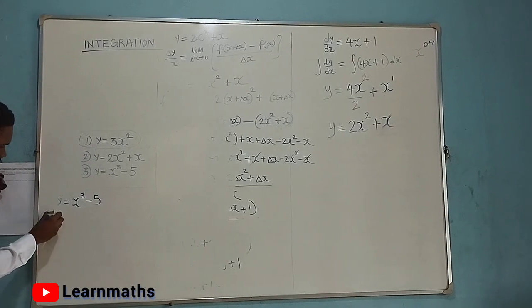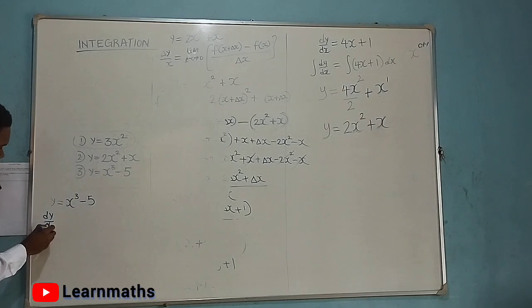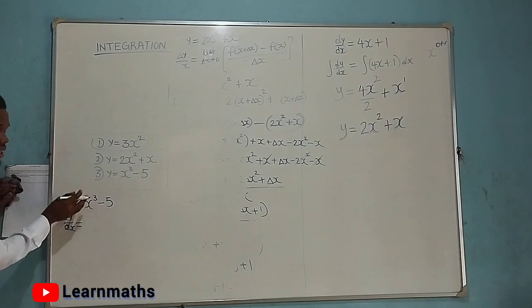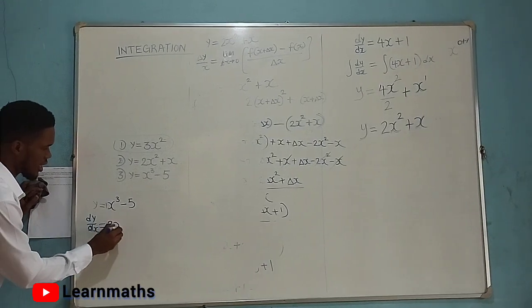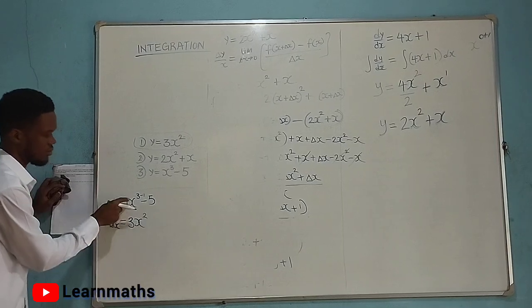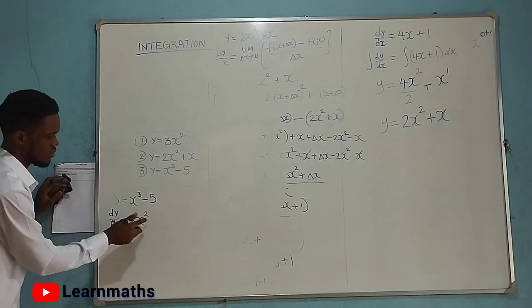So this is going to be dy/dx equal to the coefficient of x, which happens to be 1, right? So 3 times 1 is going to be 3x. Then we're going to reduce the power by 1 as well. So it's going to be 3 minus 1, that's 2.